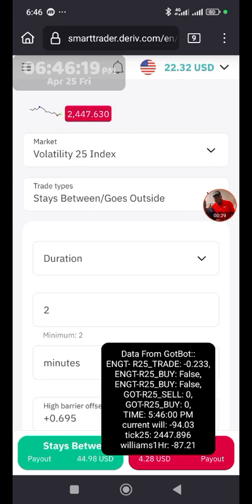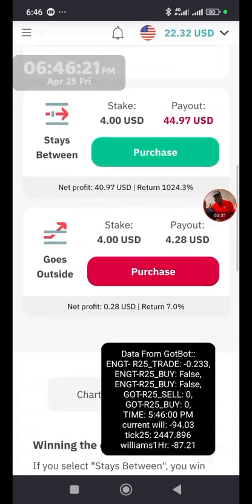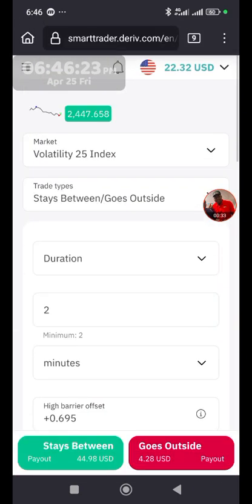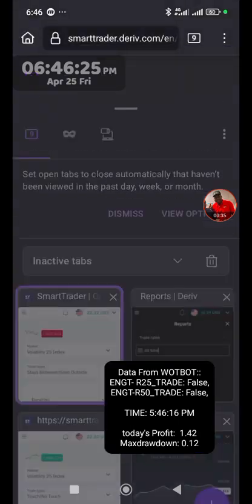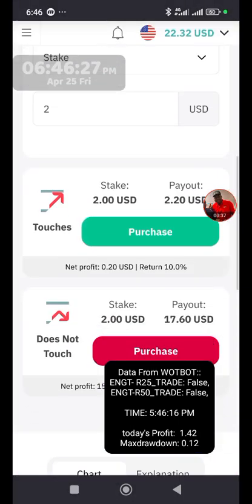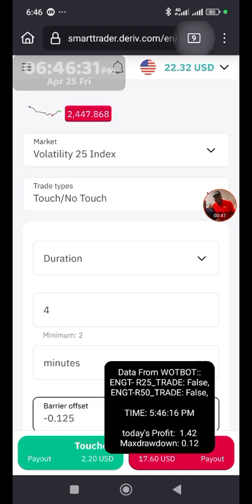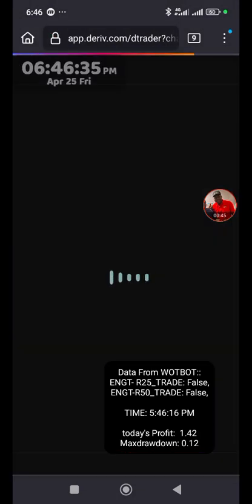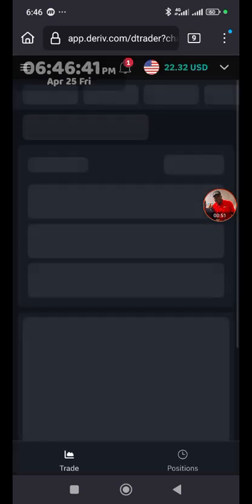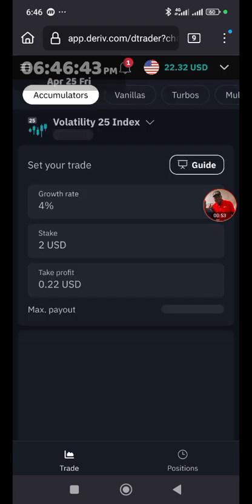Now this one is goes outside. It gives me like 7%. I also have touch. Okay, it can give me like 10%. And then I also have this one, accumulator. Okay, it can give me 12%. Now they are all the same.